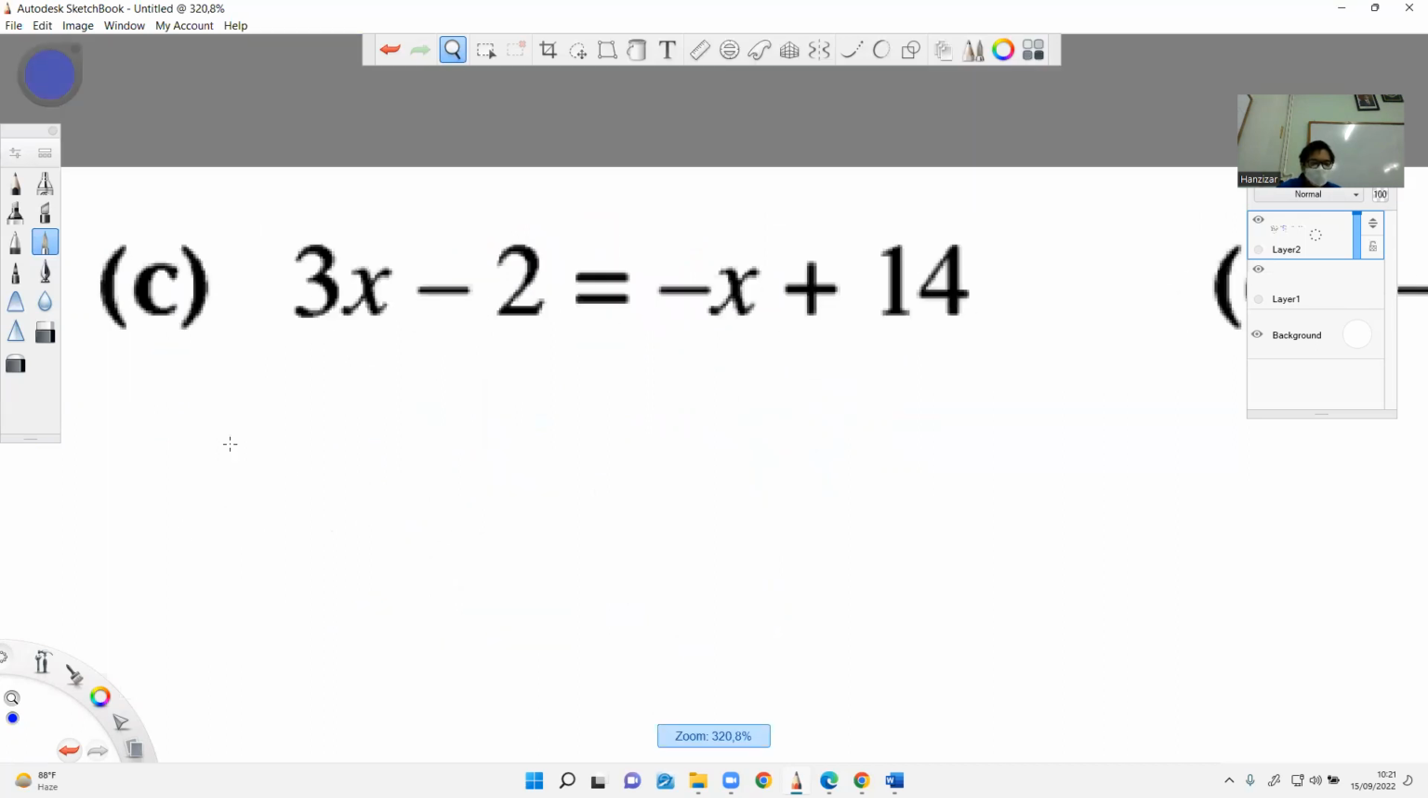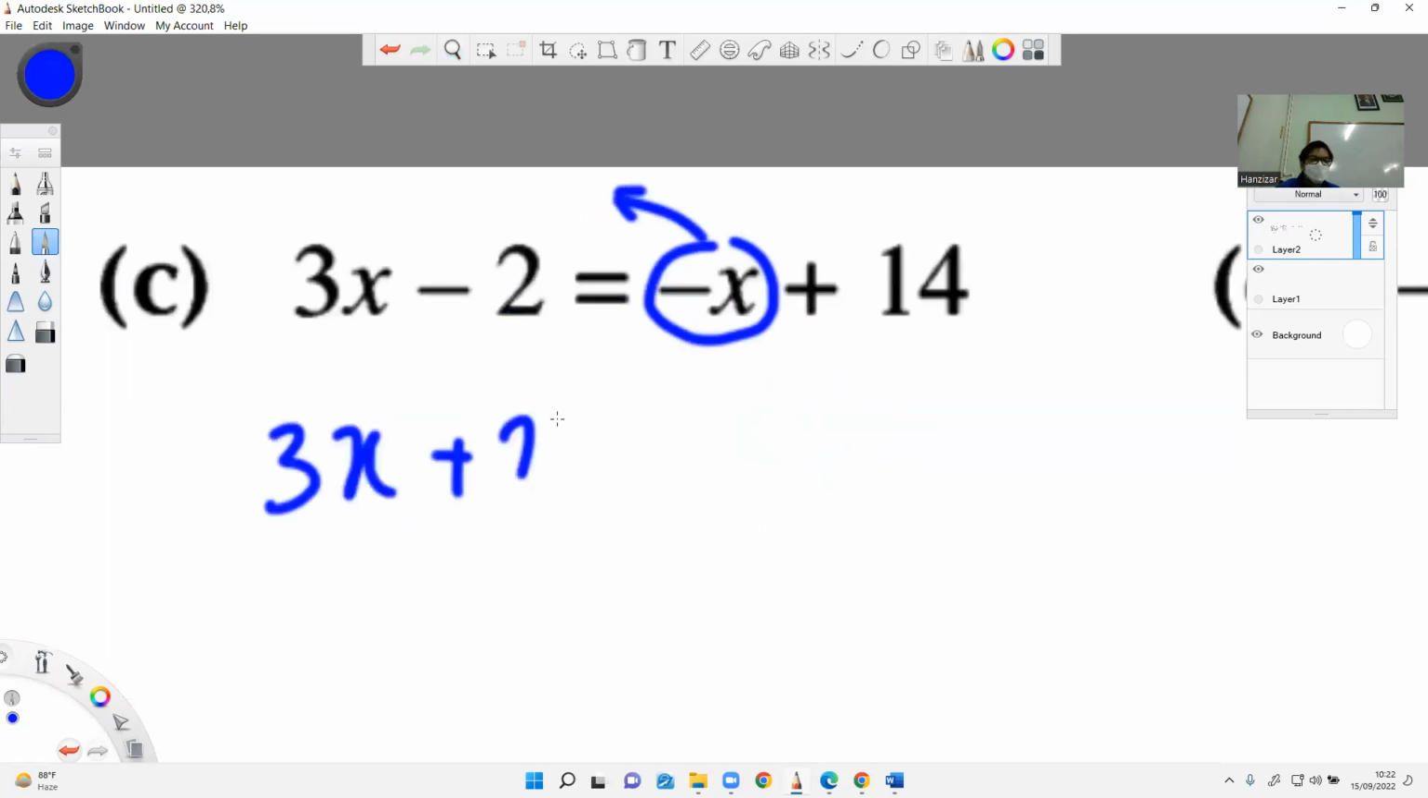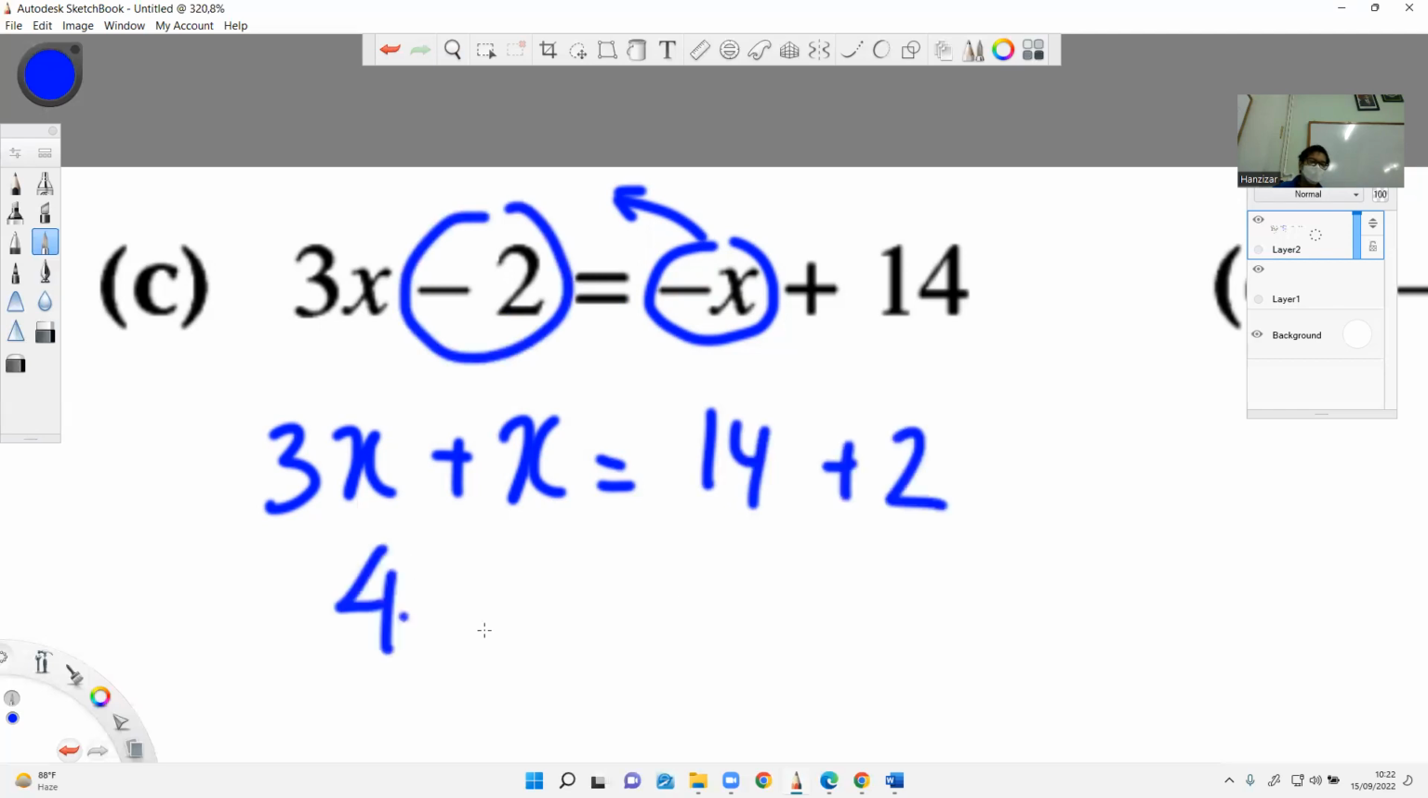It's the same. Negative x to the left side becomes positive x. Change side, change sign. 14 plus 2, that's right. So 4x, right? 3x plus 1x.